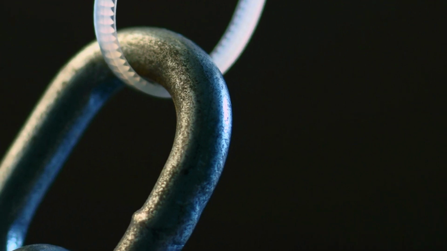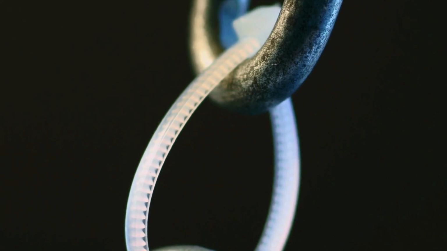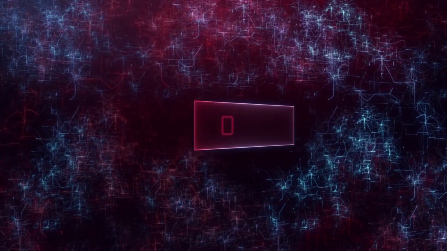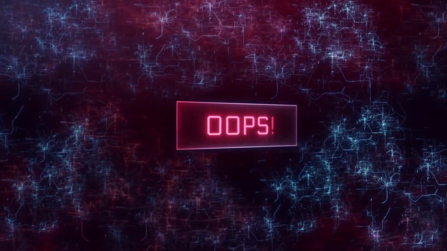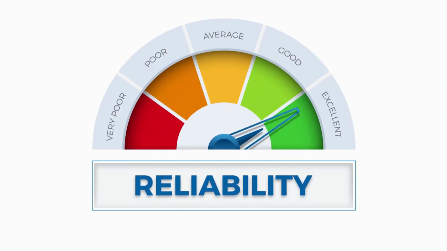Distribution and redundancy. Because the blockchain is distributed across many nodes, it is highly resistant to failures and attacks. Even if some nodes go offline or are compromised, the network remains operational. This distribution also enhances the system's reliability.